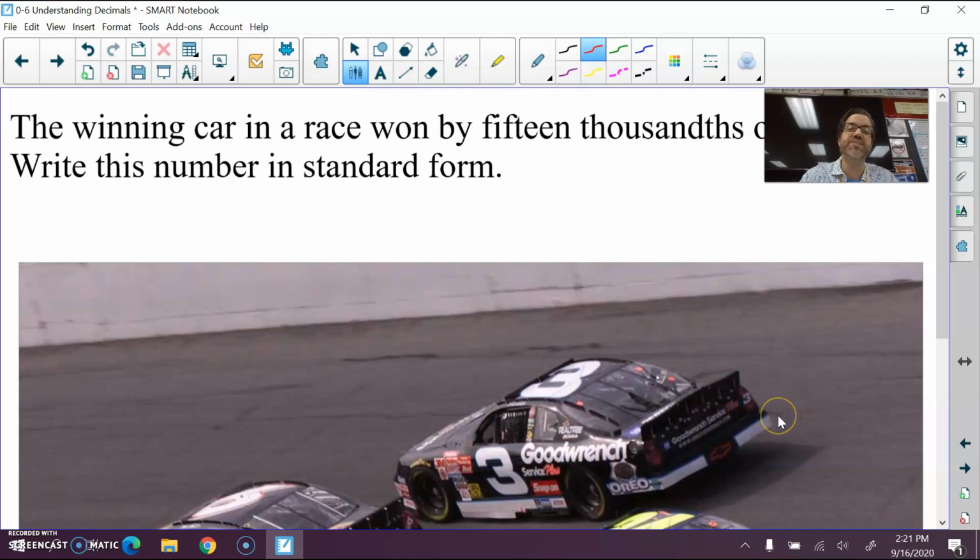The winning car in a race won by 15 thousandths of a second. Write this number in standard form. Well, here's my decimal point. I know I'm dealing with a decimal because of the "ths" ending here. Tenths place, hundredths place, thousandths place. The thousandths place is 3 spaces into the decimals. So I want to write the number 15, which is only a 2-digit number. So I'll put a 0 here in the tenths place, and then 15 goes here.